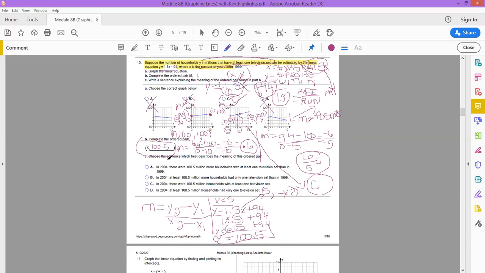Now, for part C, you're asked to choose the sentence that best describes the meaning of this ordered pair. We talked about what the x and y coordinates mean at the beginning. X represents the number of years after 1999, so we're saying 5 years after 1999. If I have 1999 and add 5 years: 2000, 2001, 2002, 2003, 2004. So this represents the year 2004. All our answer choices have 2004, so we know that part is correct. Now the second part, 100.5, is our y coordinate, and in the directions y represents the number in millions of people that have at least one television. So we're saying 100.5 million people have at least one television.